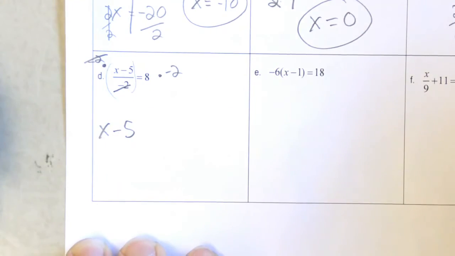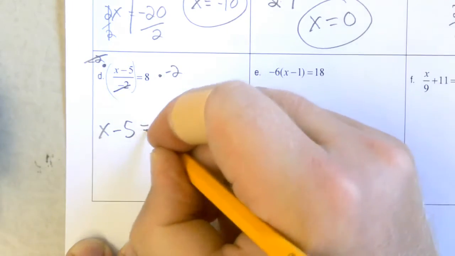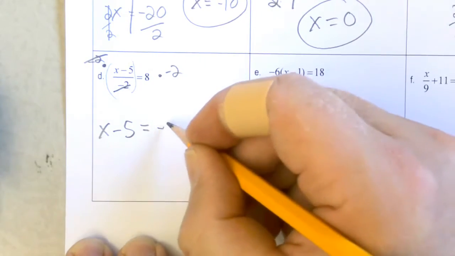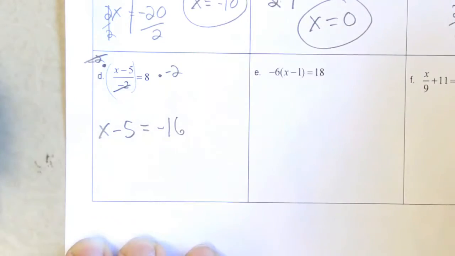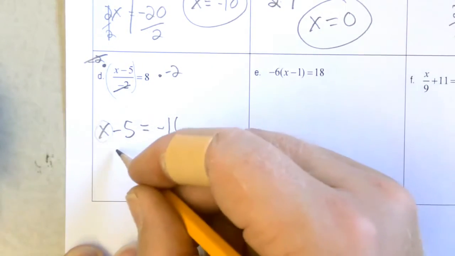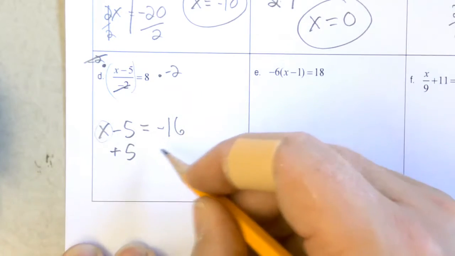I have what's left from the numerator. X minus 5. 8 times negative 2 is going to be negative 16 because we have a positive and a negative, so it's a negative number. Very last step to get that x all by itself. I'm just adding 5 to both sides.